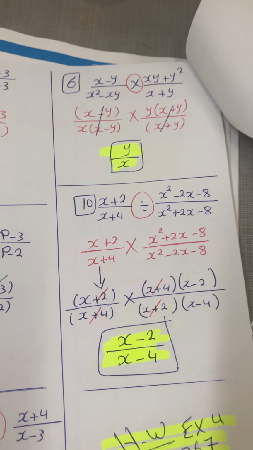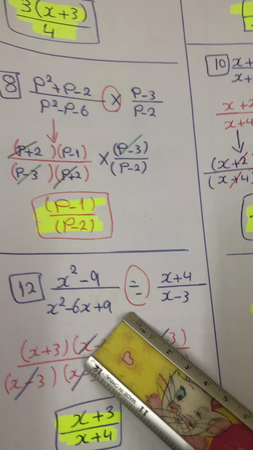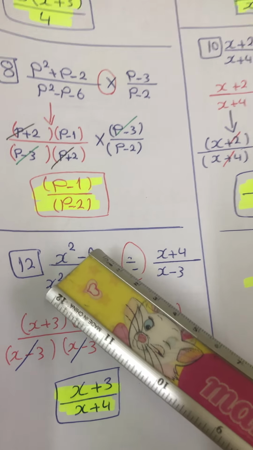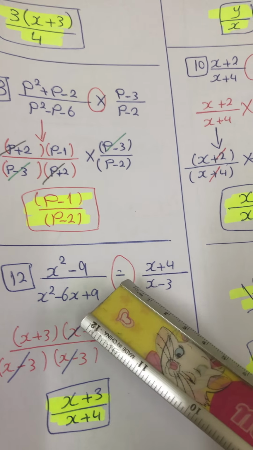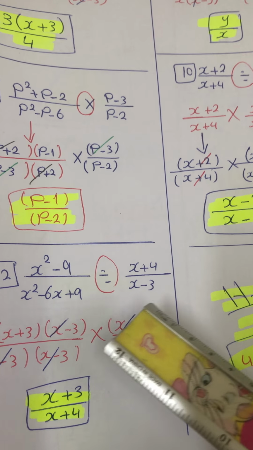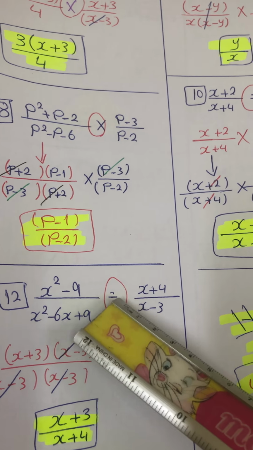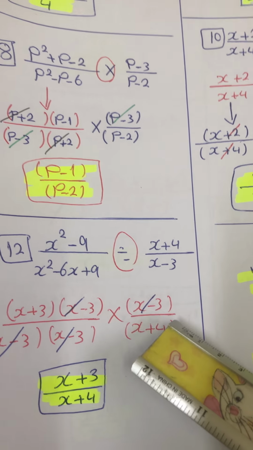Actually, it's easy. Question number 12, exercise 4, page 367. I have (x squared minus 9) over (x squared minus 6x plus 9), divided by (x plus 4) over (x minus 3). You will keep the first fraction, change the division into multiplication, and flip the second fraction.